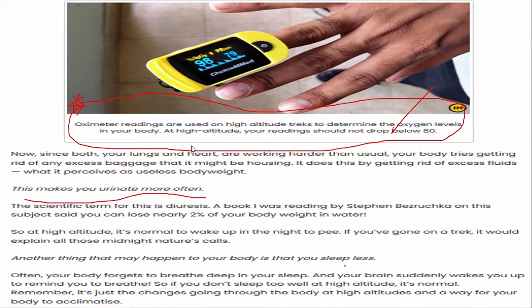Another thing that may happen to your body is that you sleep less. Often your body forgets to breathe. Okay, this is a good thing. Often our body forgets to breathe deep in your sleep, and your brain suddenly wakes you up to remind you to breathe. We need to breathe because, of course, the oxygen concentration is low up in the mountain. That's why we tend not to sleep. We tend to wake more because that is nature's call for us so that we can breathe.